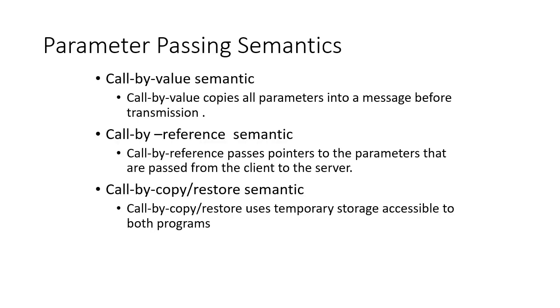Now we are going to discuss the parameter passing semantics in the message passing mechanism. There are basically three types of semantics involved. First, we can choose call by value, or call by reference, or call by copy or restore. In call by value, we copy all parameters into a message, and these parameters are embedded in the message before the transmission of the message.